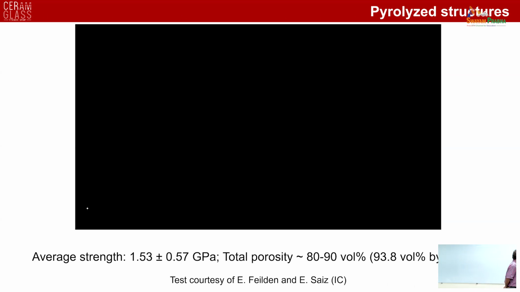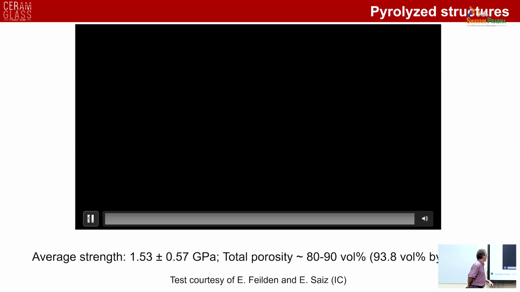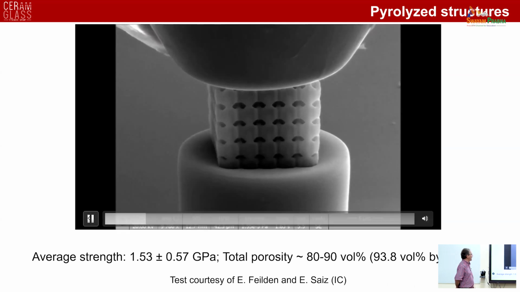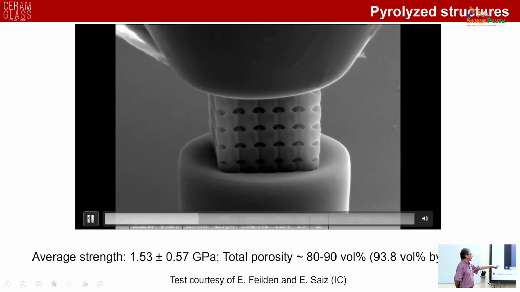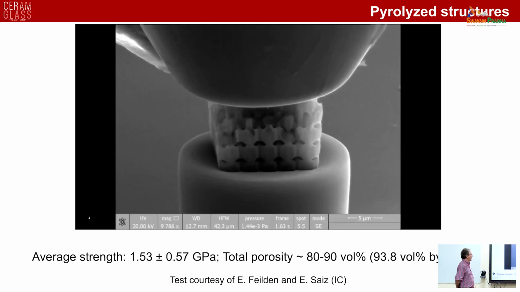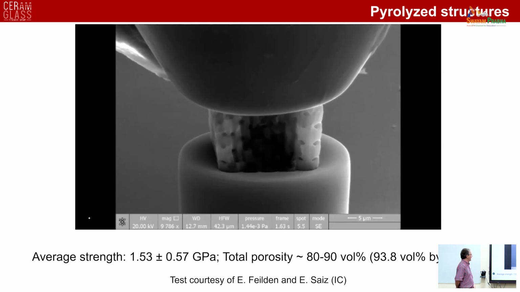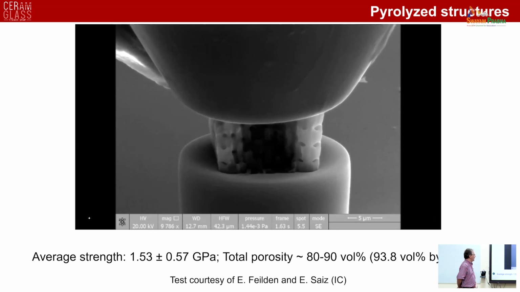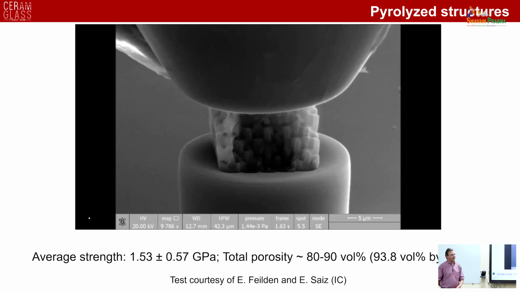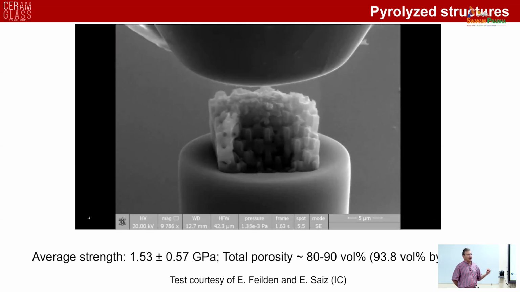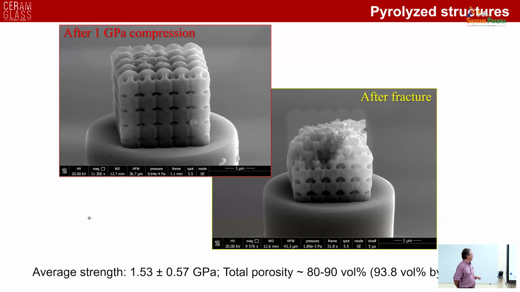And this is also another video that shows the testing under the SEM on this part. The part was about 80 to 90 volume percent porous, and the strength was 1.55 gigapascal compression strength. And the reason, of course, for such a high strength is related to the fact that the material structure is at the nanoscale, so the critical flaw size was very small. And you can see the part before fracture and after fracture.